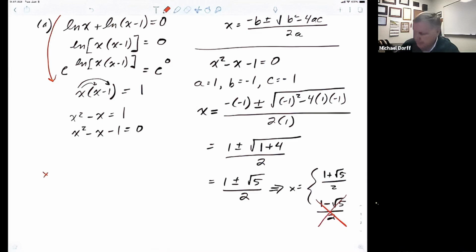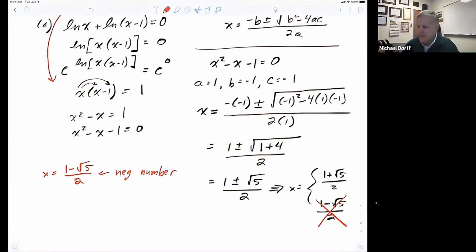Well, if x were (1 minus the square root of 5) over 2, the value of that turns out to be a negative number. I don't know off the top of my head what it is, but I know it's a negative number because the square root of 5 is larger than 2. So when I do 1 minus the square root of 5, I'm going to get 1 minus a number larger than 2. I'm going to get a negative number there.